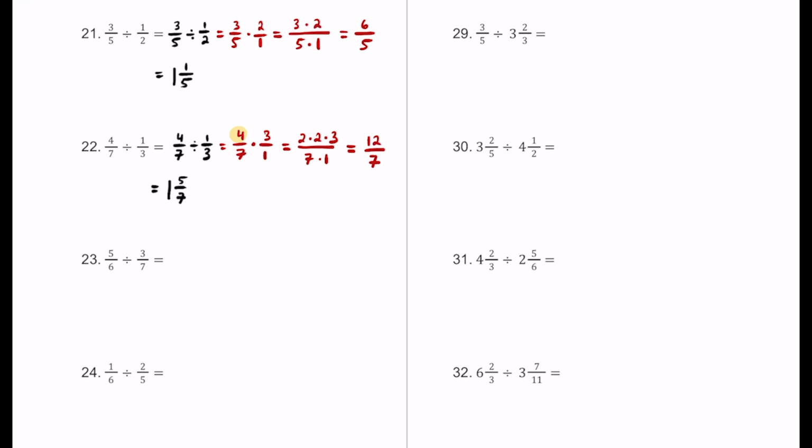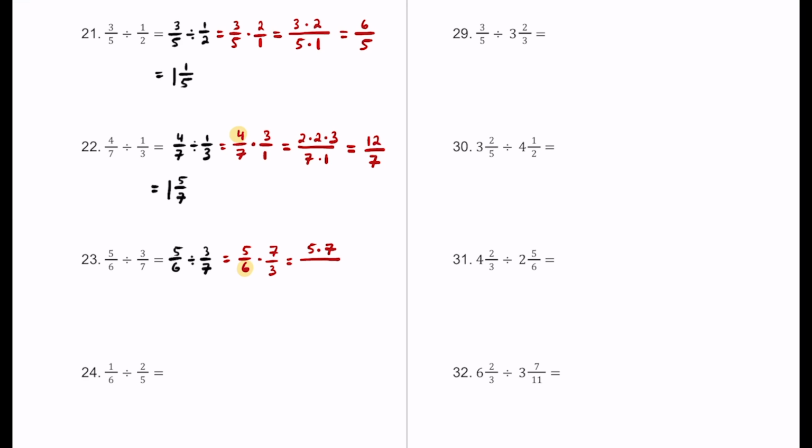Okay, moving on to 23 here. The original is going to be 5 over 6 divided by 3 over 7. Okay, as a multiplication problem, this is going to be 5 over 6 multiplied by 7 over 3. Okay, so let's see what can be broken down here. So it looks like this 6 is the only composite number. So 5 is prime and 7 is prime.